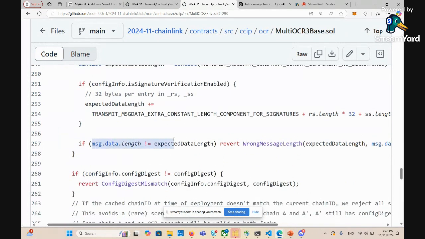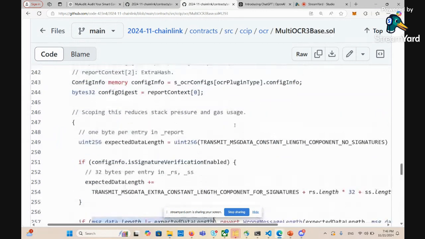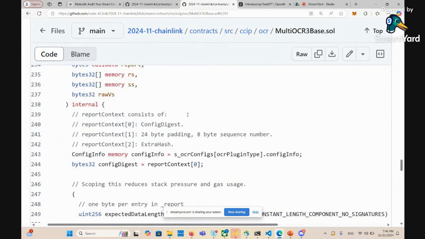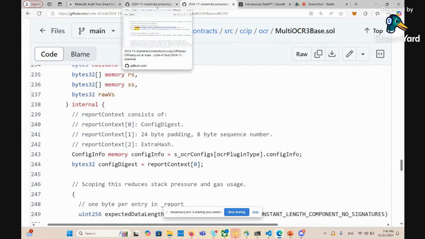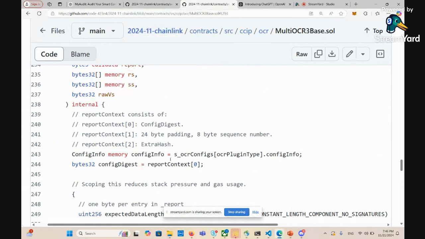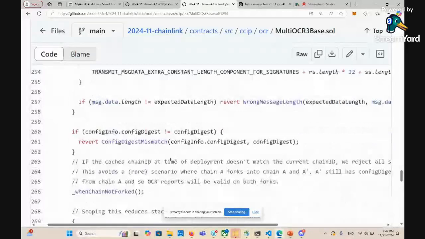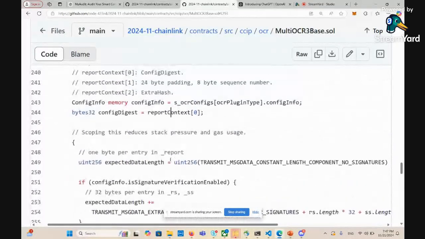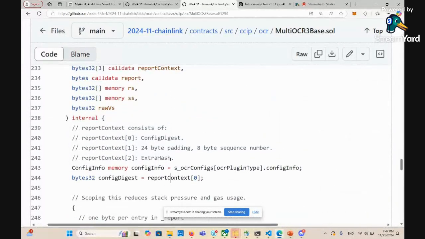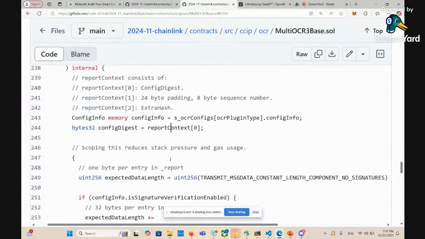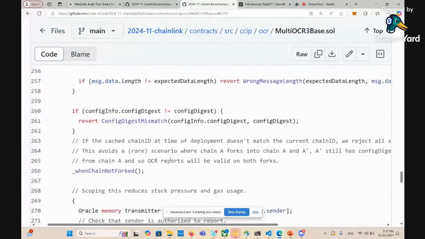So by only checking the length, they will know this function transmit is either called by execute, so to speak, or by commit, and cannot be called by other functions. I mean, that's a pretty smart way of controlling who can call this internal function. I think I have seen this for the first time.